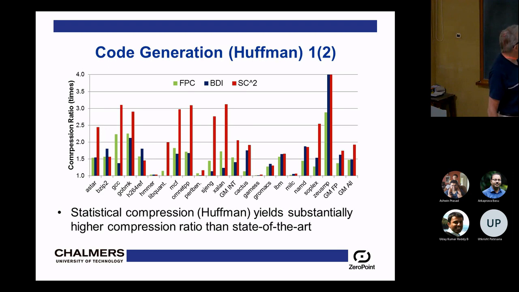Okay, so let's see what compression results we ended up with in comparison with state of the art at that time. So we have the compression ratio on the y-axis as a function of all these applications. How big is the value table? How many distinct values do you try to store?